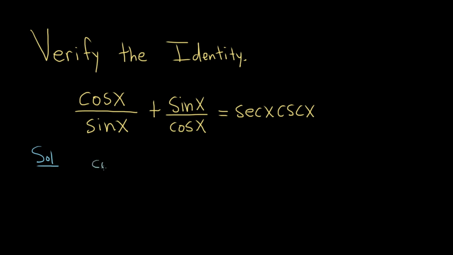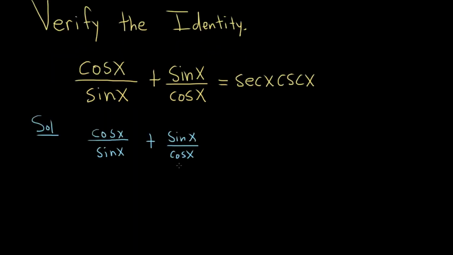So we have cosine x over sine x plus sine x over cosine x. And I think the best way to proceed maybe is to actually add these expressions. So the LCD here is going to be sine times cosine.